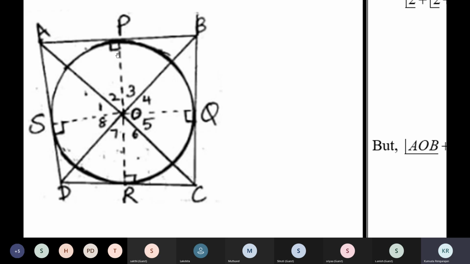All right. So now construction, join OP, OQ, OR, OS. Now what we're trying to do is, now we have the points out. So we have the points A, B.